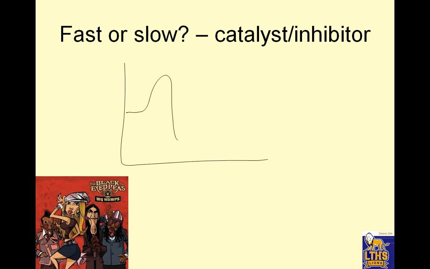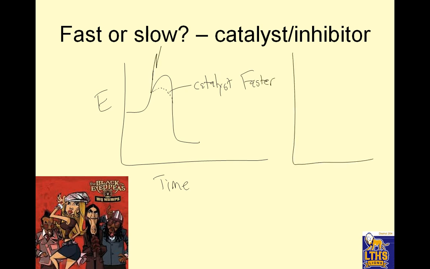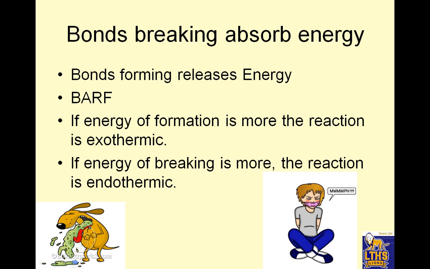If I have a reaction that's like this, the hill slows me down. So if I add a catalyst, that is a catalyst, and it gives you a shorter pathway, and it makes it faster. If I had something that would make the hill really, really big, this would be an inhibitor. It makes the hill taller, which would make my reaction slower. Both endothermic and exothermics can have these, right? Catalyst, shorter. Taller. Okay? So the size of the humps determines the speed.